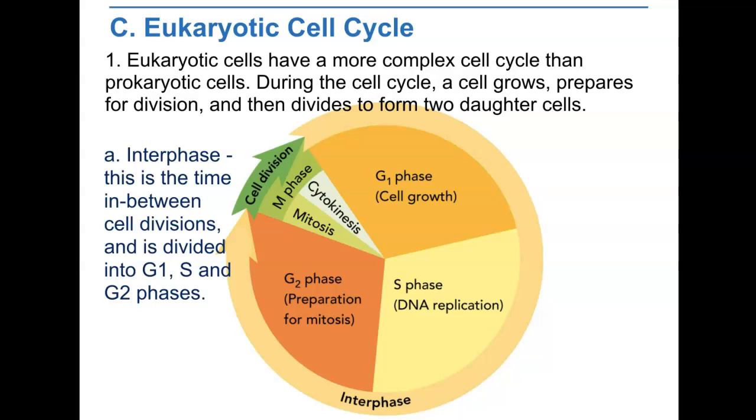G2 is preparing for cell division. When DNA replication is completed, the cell enters the G2 phase. G2 is usually the shortest of the 3 phases. During the G2 phase, many of the organelles and molecules required for cell division are reproduced. When the events of the G2 phase are completed, the cell is ready to enter the M phase and begin the process of cell division.